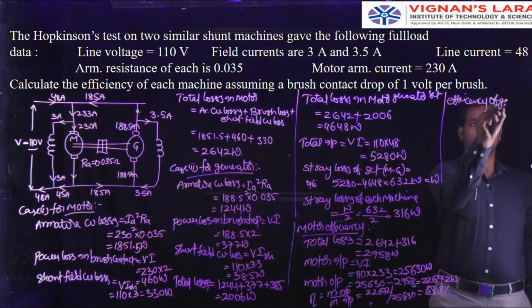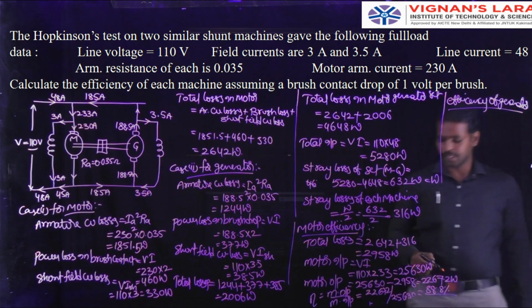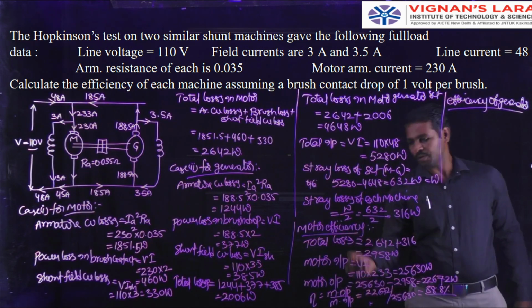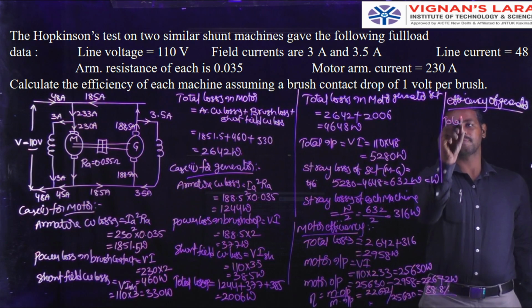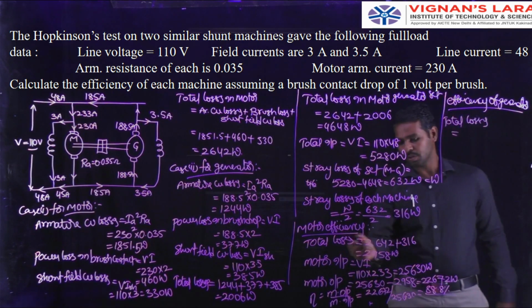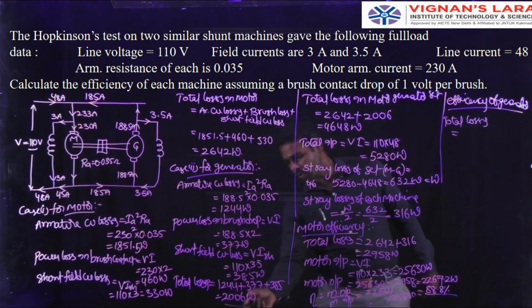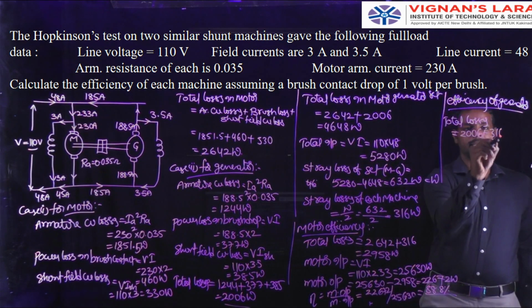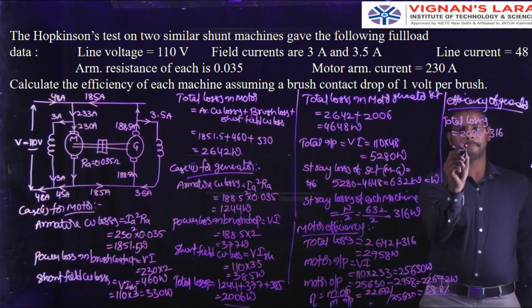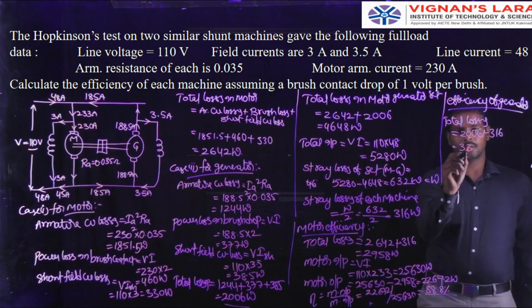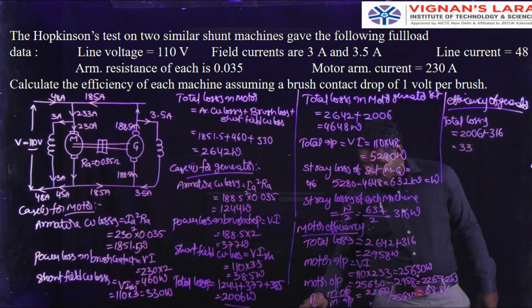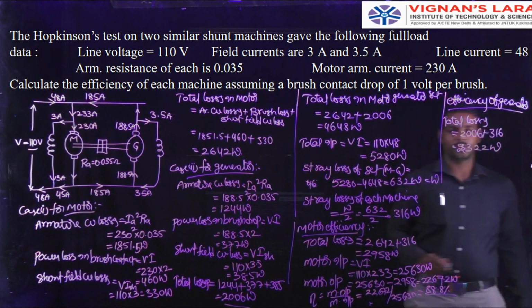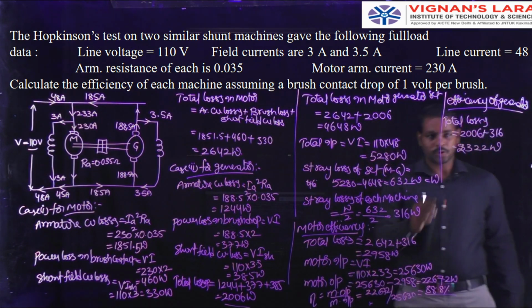Efficiency of generator. The same steps are to be followed for the generator. So total losses in a generator is equal to 2006 plus stray losses of each machine, 316, so the total loss of the machine is equal to 2322 watts.